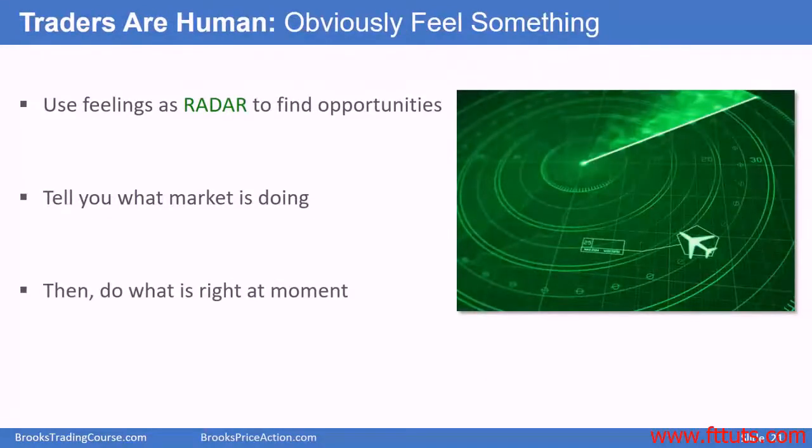Now, I said that all good traders are fairly immune to emotion, but they obviously are always feeling something, but they're very good at not letting emotions influence their decisions. However, emotions can be useful. You can use them as radar to find opportunities. They tell you what the market is doing, and that gives you an idea of what to do at any given moment. In particular, when traders are confused, that is an important feeling.